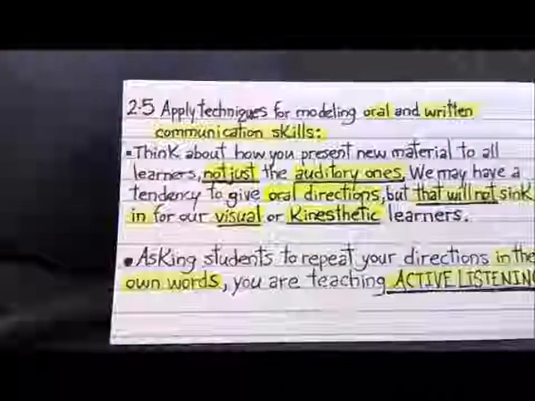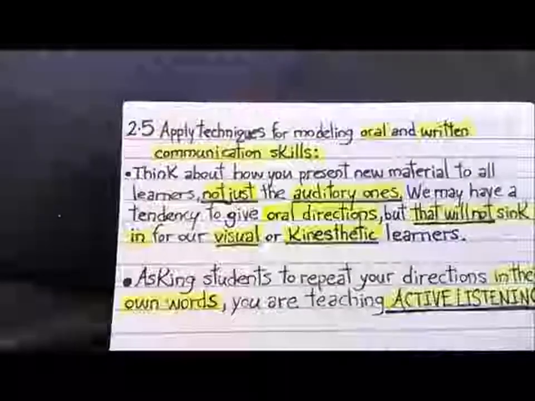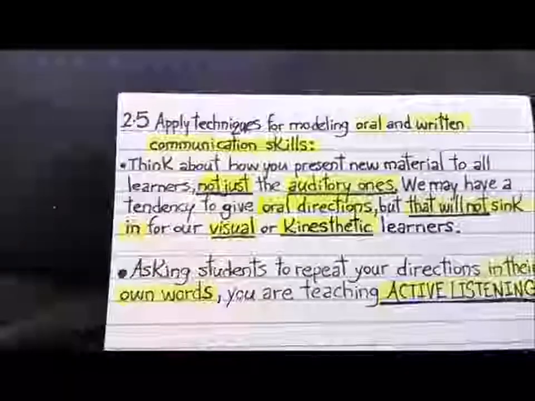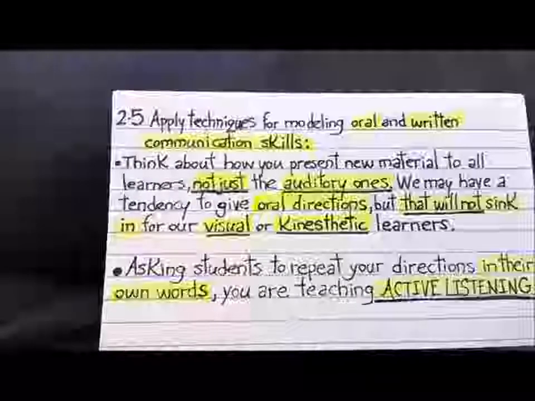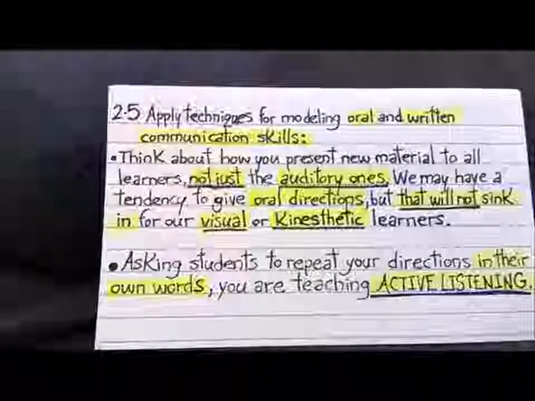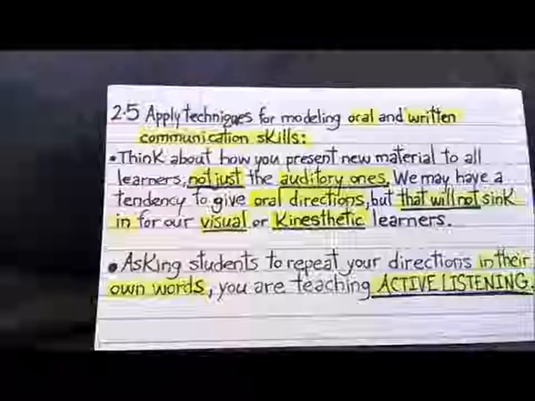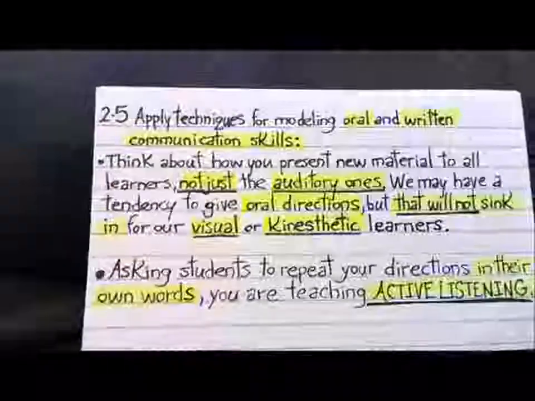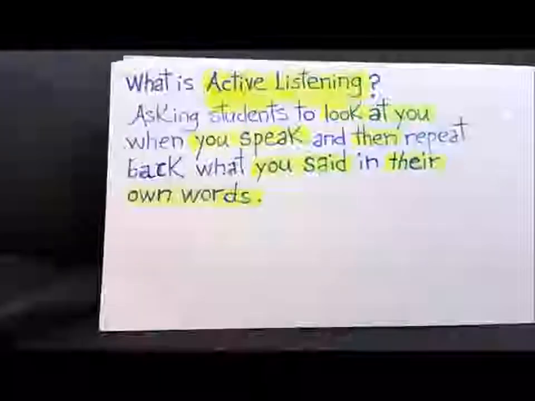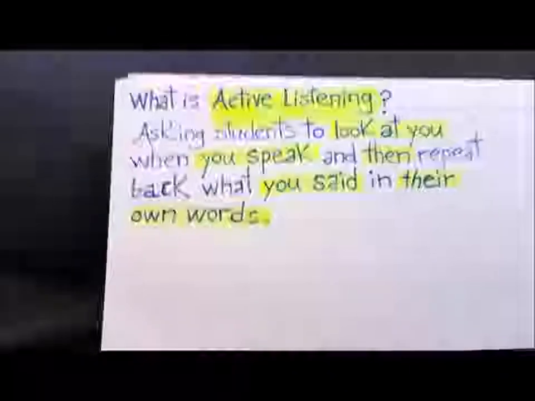Apply techniques for modeling oral and written communication skills. Think about how you present new material to all learners, not just the auditory ones. We may have a tendency to give oral directions, but that will not sink in for our visual or kinesthetic learners. By asking students to repeat your directions in their own words, you are teaching active listening. What is active listening? Asking students to look at you when you speak and then repeat back what you said in their own words.